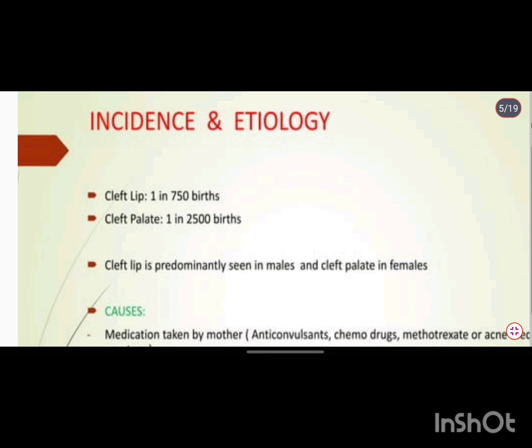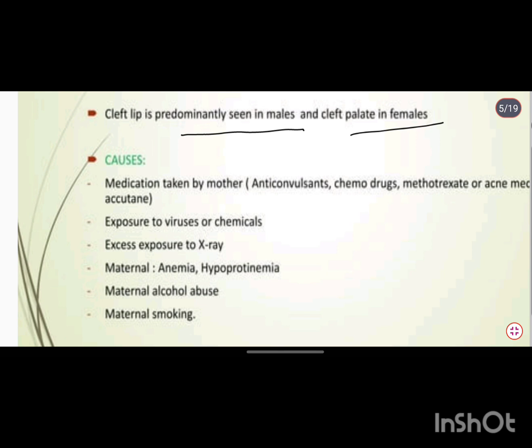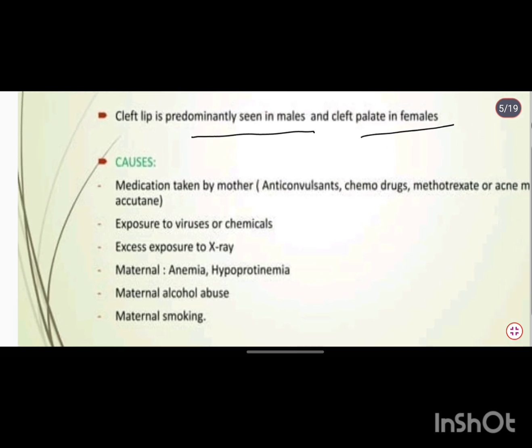If you see the etiology, cleft lip occurs in 1 in 750 births, and cleft palate occurs in 1 in 2500 births. And cleft lip is predominantly seen in males and cleft palate is seen in females. Causes are certain medications taken by the mother during the time of pregnancy, that is anticonvulsant drugs, chemotherapeutic drugs, methotrexate and acne medicines, and exposure to viruses, chemicals, exposure to X-ray. This all during the time of pregnancy, and maternal conditions like anemia, hypoproteinemia, maternal alcohol abuse, and maternal smoking.